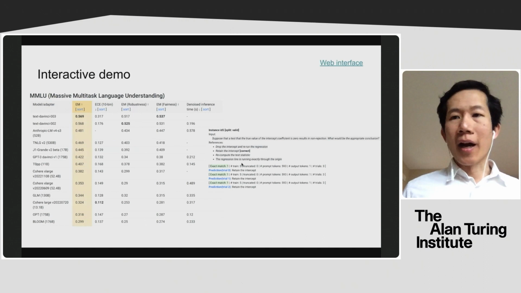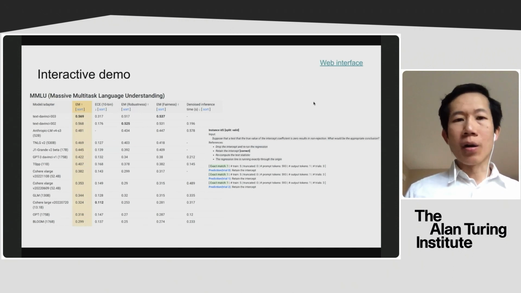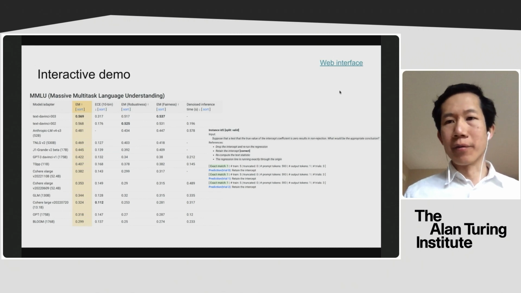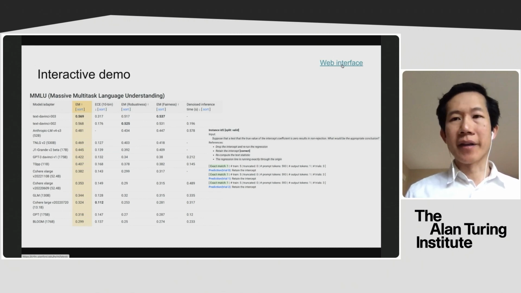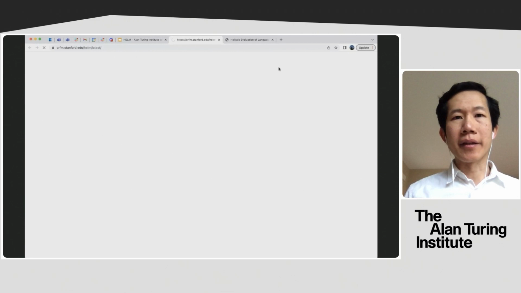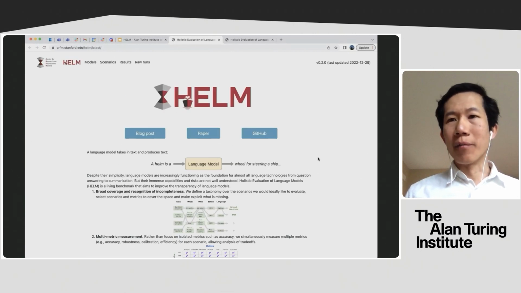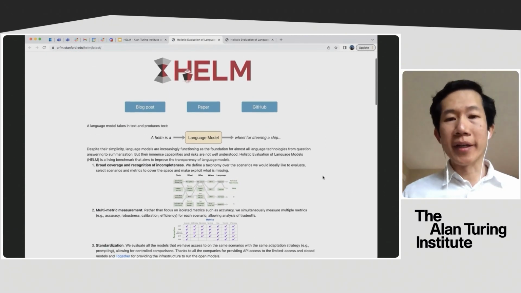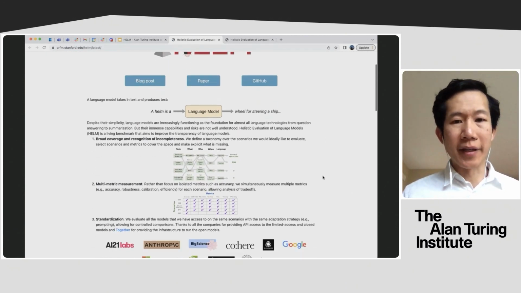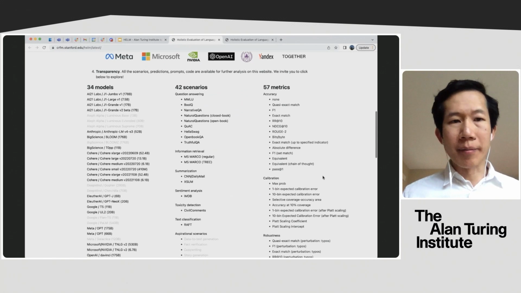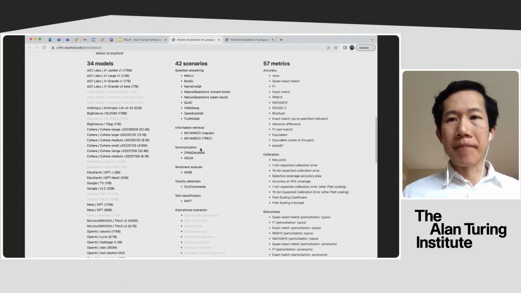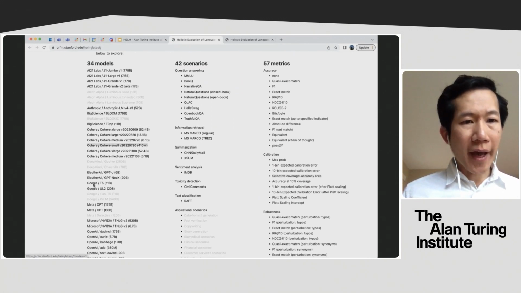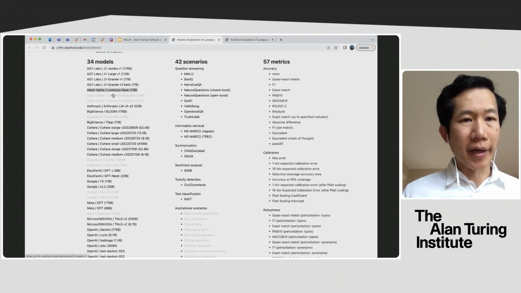One thing I want to highlight is that all of these results are available through a website that we built, and I think this is actually one of the most exciting parts of the framework, that you can go in and you can explore. So here's the website. It talks to you about what HELM is, and at the bottom, it lists all the models that we evaluated, plus a few other ones which are in gray.